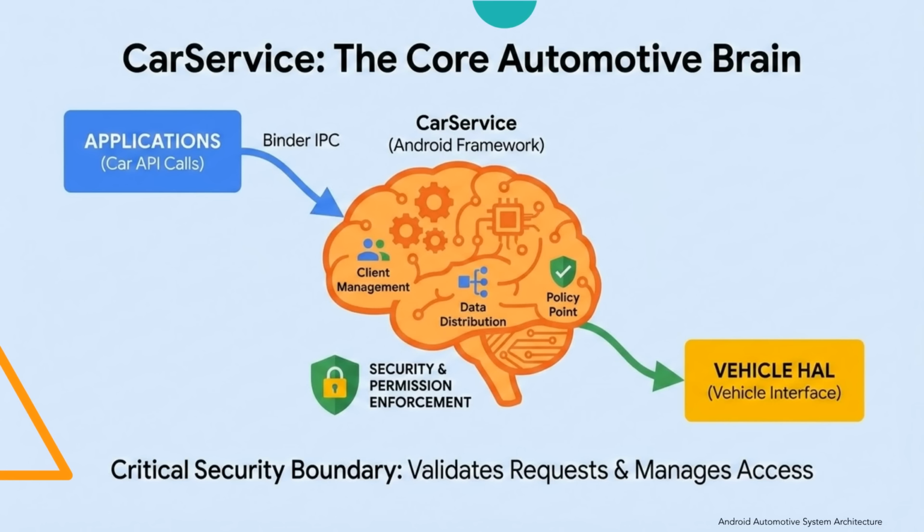Car service is the core automotive service running inside Android framework. It acts as the brain of vehicle interaction. When an application calls a car API, the request is routed through binder IPC into car service. Car service validates permissions, checks access rules, and ensures that only authorized requests proceed. It also manages multiple clients, handles subscriptions to vehicle properties, and maintains system state. For example, if multiple apps request vehicle speed updates, car service ensures efficient distribution without overloading the vehicle network.